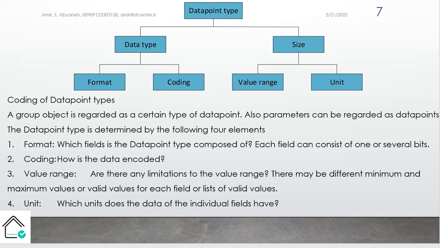Unit, which unit do the data of individual fields have? Okay, is it the temperature in centigrade, Kelvin, Fahrenheit, and so on? So everything is standardized in KNX. Remember that. So if you come to this schematic, you can see the data point type, the format, coding, value range, and unit are standardized in the data point type. Okay, it's not only a size, it's more than a size.